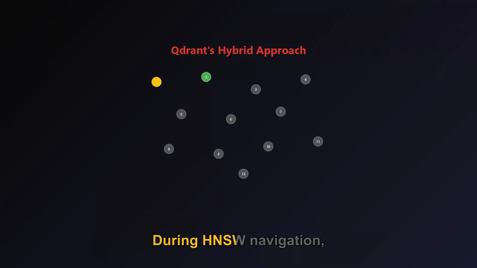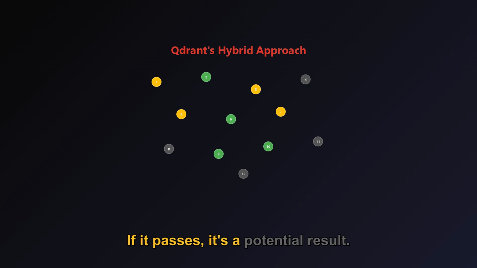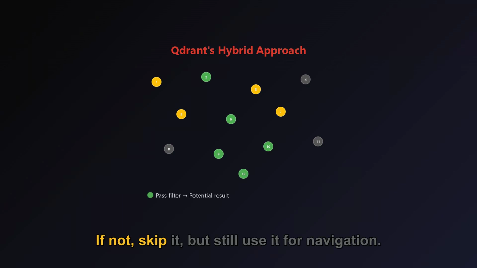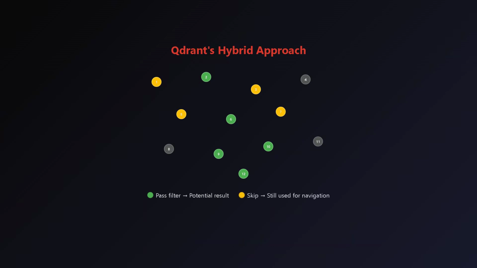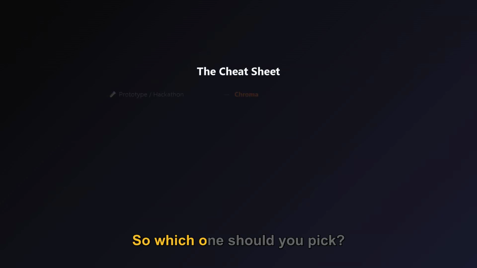This hybrid approach solves this elegantly. During HNSW navigation, each candidate node is checked against the metadata filter. If it passes, it's a potential result. If not, skip it but still use it for navigation. You get exact top K filtered results fast.